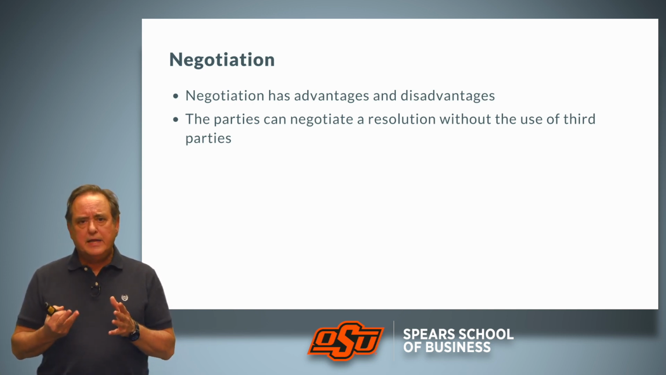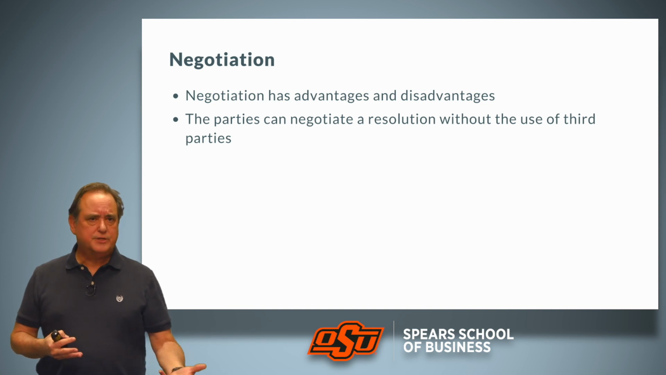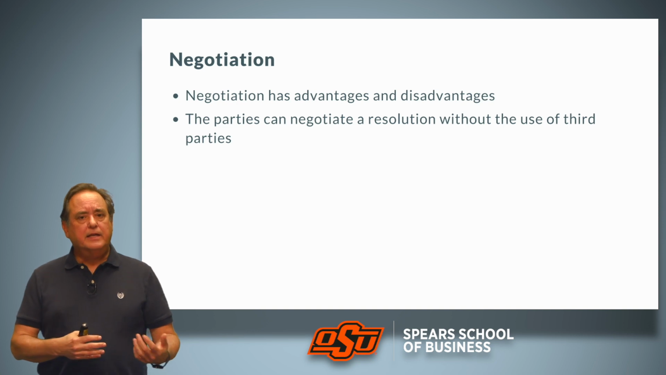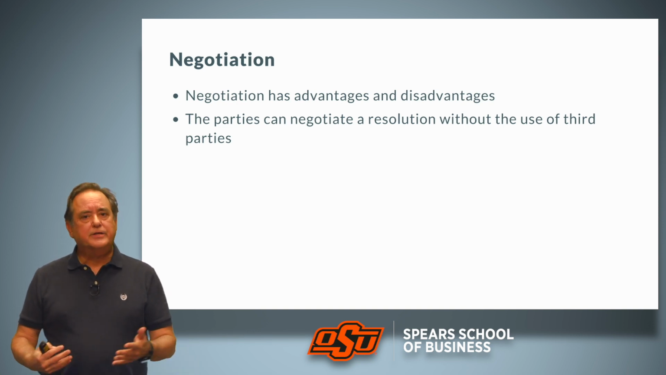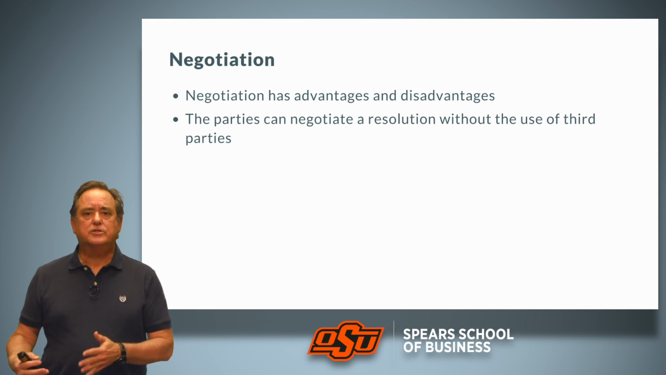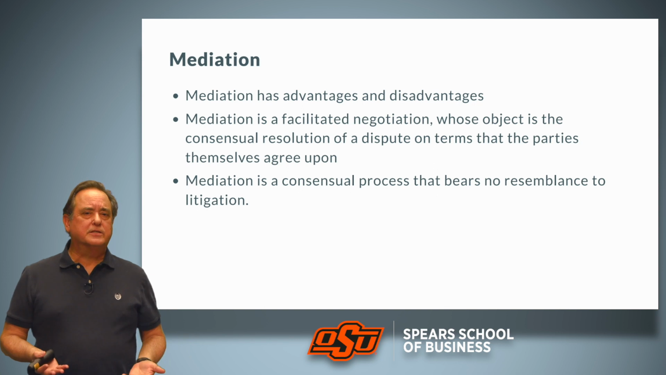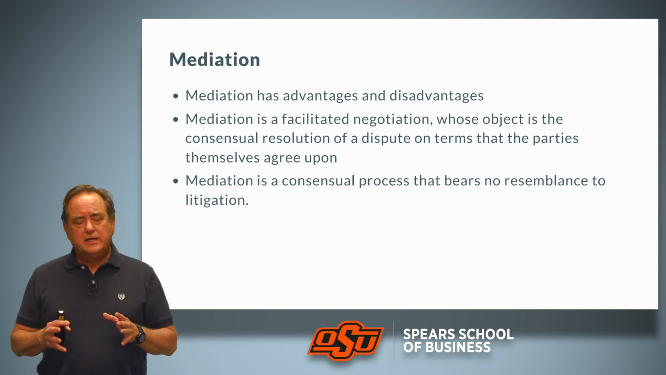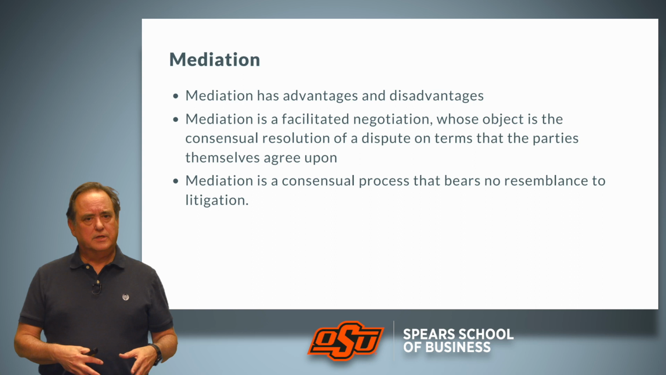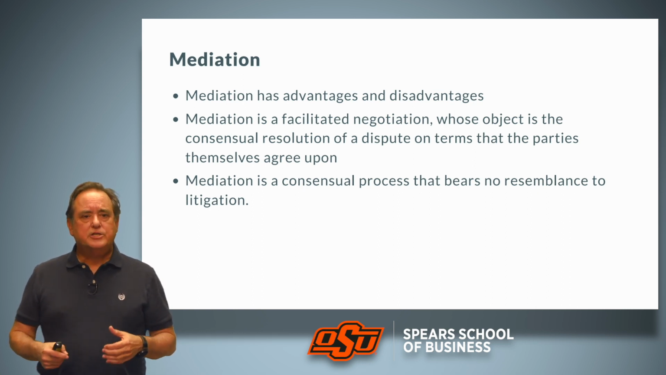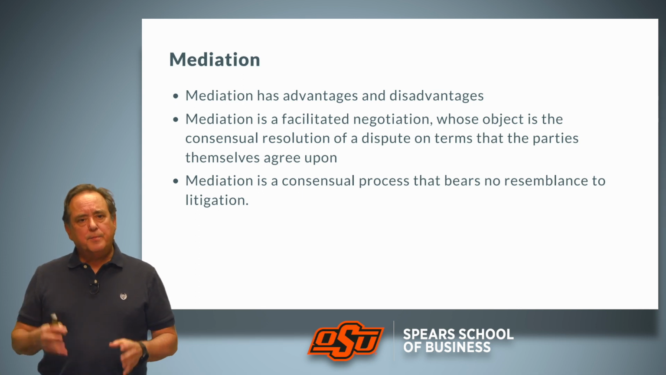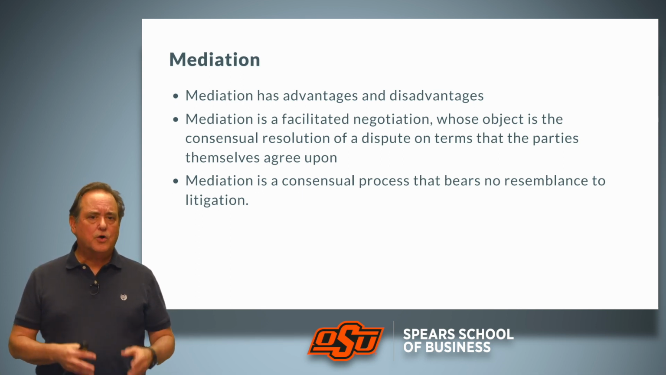And one of the reasons that we cannot resolve every dispute through negotiation is that parties simply need a neutral party to enter into the negotiations to help push things forward. And this is done in a process called mediation. Mediation is essentially an assisted negotiation. The object in a mediation is to reach a consensual resolution of a dispute, and the parties themselves are going to agree to that eventual resolution.